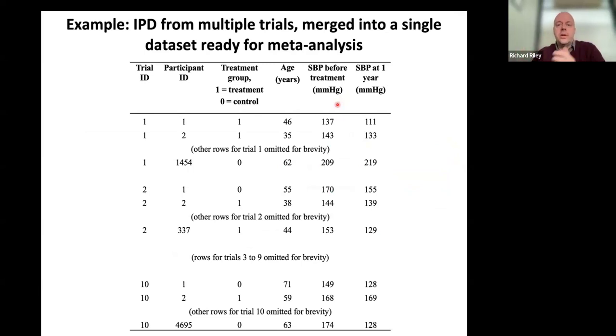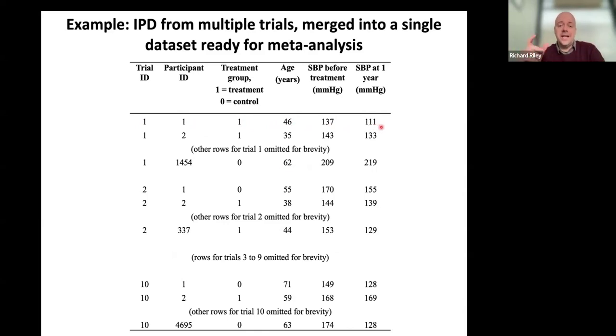Just in case you don't quite understand still, this is an excerpt of IPD from the 10 hypertensive trials that we introduced earlier. So when I've got my IPD and I've harmonized it and put it into a big database, this is what it would look like. I'd have a row for every participant in every single trial. And for every participant, I would know what trial they were in. I'd know their ID. I'd know which treatment group they were allocated to, their age, their blood pressure at randomization, their blood pressure at 1 year, and so forth.